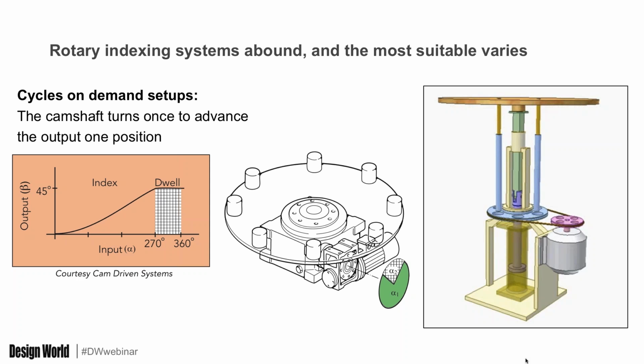There is one catch. Cycle on-demand rotary indexers must accelerate the camshaft during dwells before output motion starts. The need for acceleration limits how fast these setups can output motion.